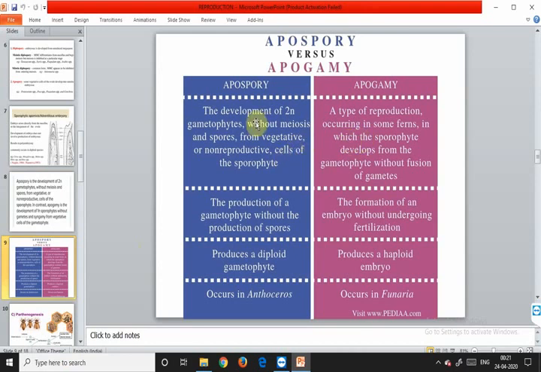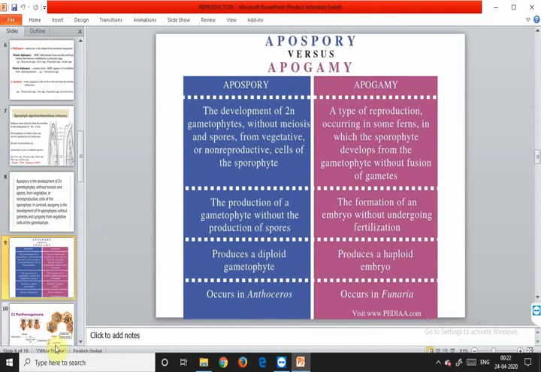In apospory, the development of diploid gametophytes occurs without meiosis and spores from vegetative or non-reproductive cells of the sporophyte. The non-reproductive cells are all the cells except the megaspore mother cell. In apogamy, this is a type of reproduction occurring in some ferns. Ferns are pteridophytes. In this, the sporophyte develops from the gametophyte without fusion of gametes. The next one is the production of gametophyte without the production of spores, and in this, the formation of an embryo occurs without involving fertilization. Apospory produces a diploid gametophyte, and apogamy produces a haploid embryo. In this, a gametophyte is produced, whereas in this, an embryo is produced. Here the number is 2n and here it is half, that is haploid. It occurs in Anthoceros and in Funaria.